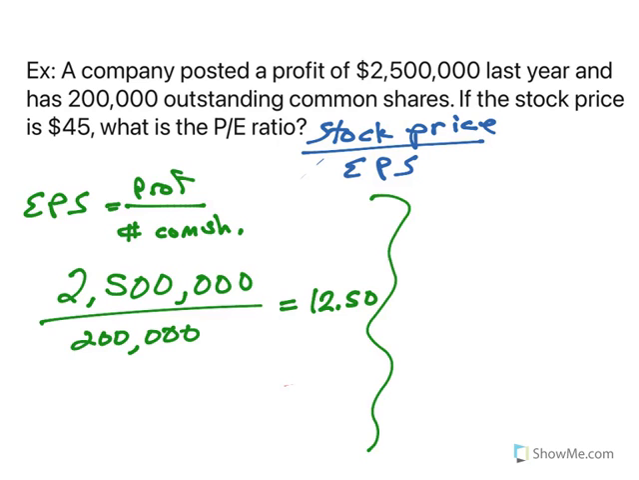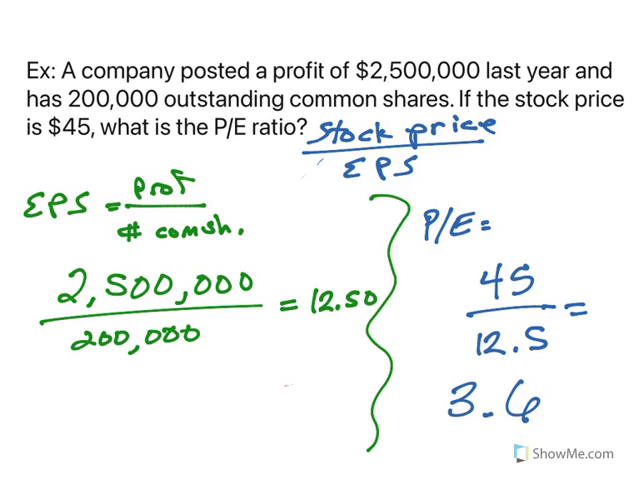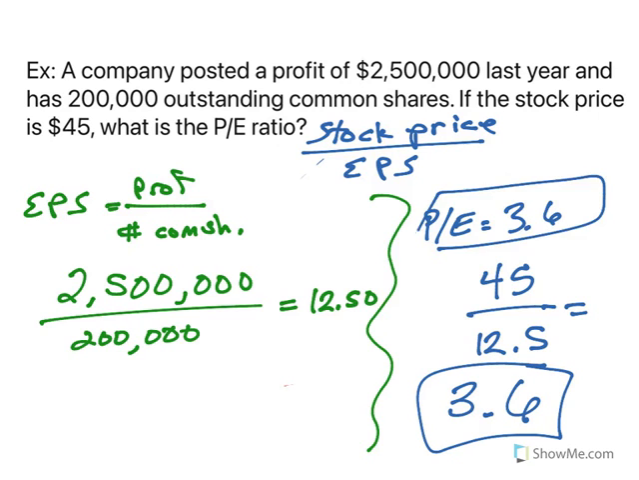Okay. So now I can go to find my price to earnings ratio. I can take my stock price of 45, divide it by my earnings per share of 12.5, and I end up with 3.6 for my price to earnings ratio. Now, we said earlier below 15. So this is looking good as an investment because the price to earnings ratio is less than 15.